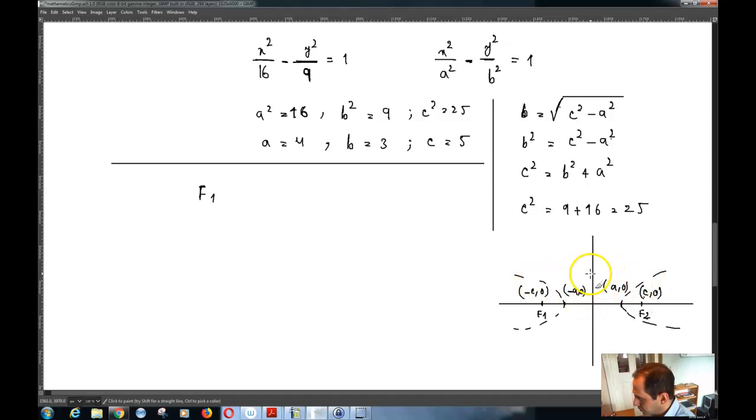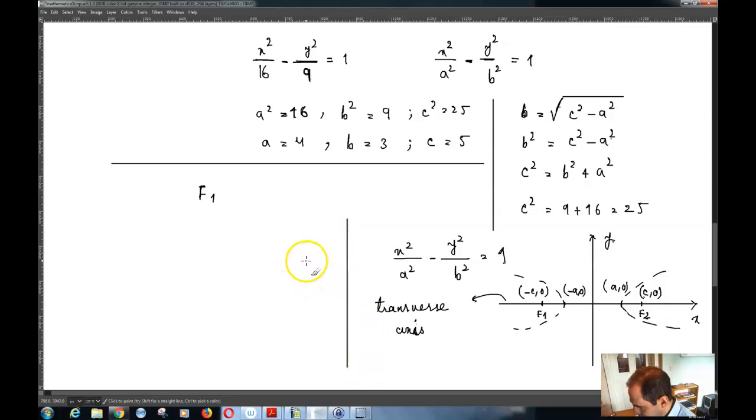So this is the situation where the transverse axis is along the horizontal axis, along the x-axis in the coordinate plane. And when this happens, the standard equation of this hyperbola is going to be x squared over a squared minus y squared over b squared is equal to 1.